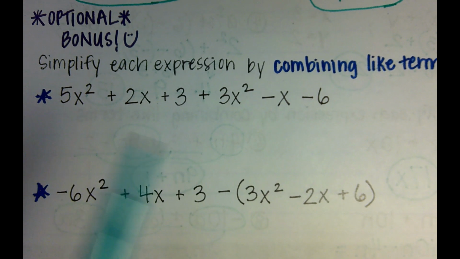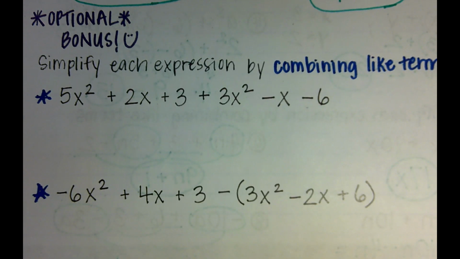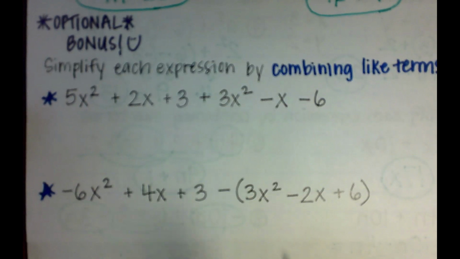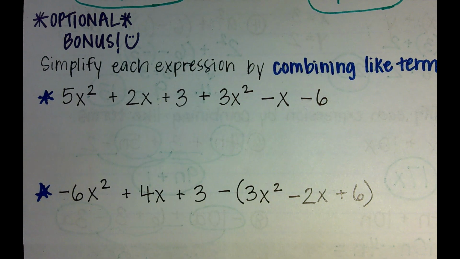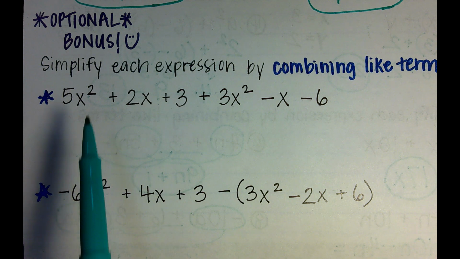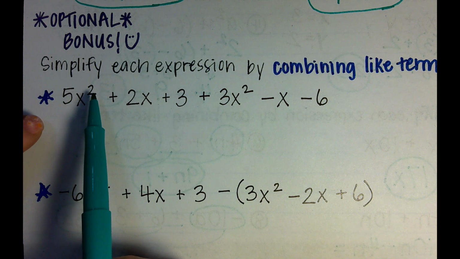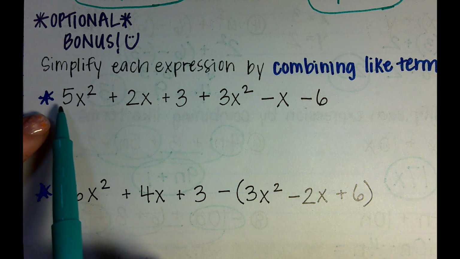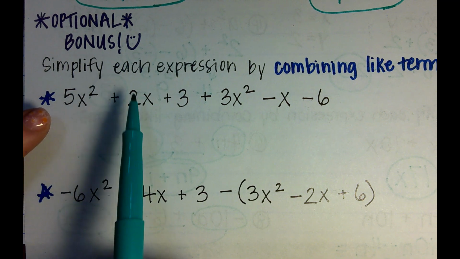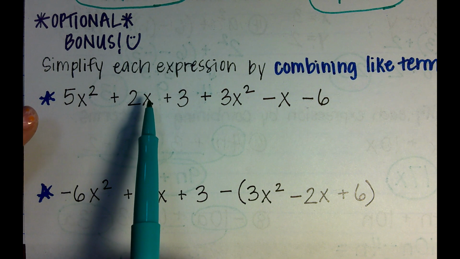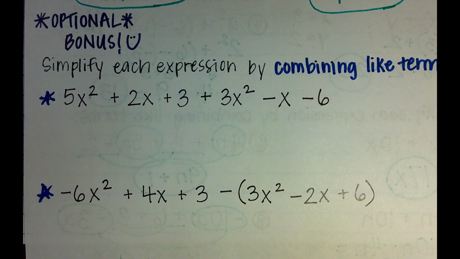So, we are combining like terms, but this is on a different level. This is a higher level of combining like terms. We know that like terms are terms that have the same variable, but there's another part too. They also have to have the same exponent. So 5x squared and 2x are not like terms. They're different. Okay, so let's talk about how we would do this one.